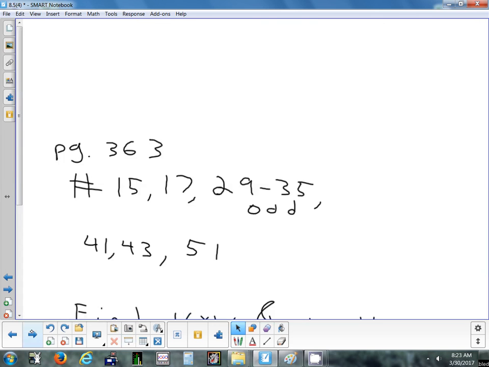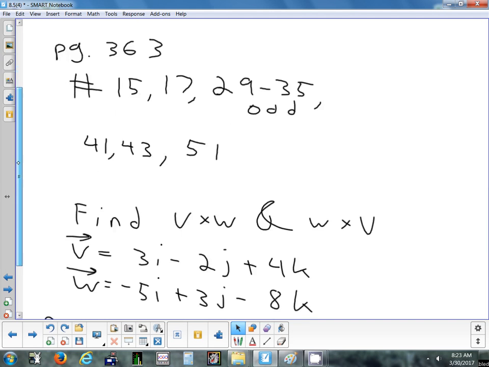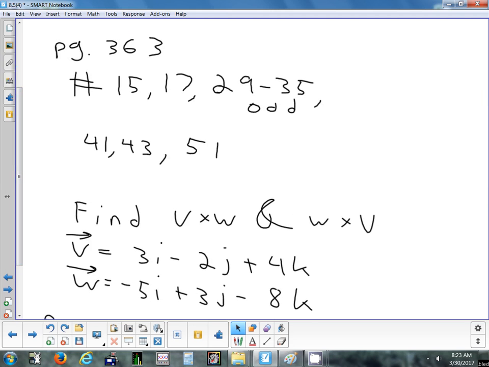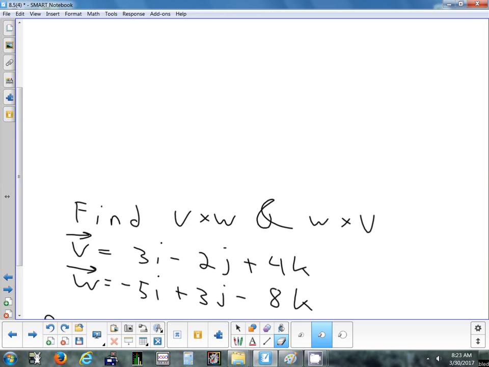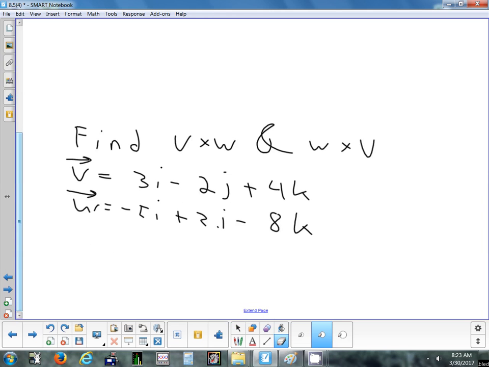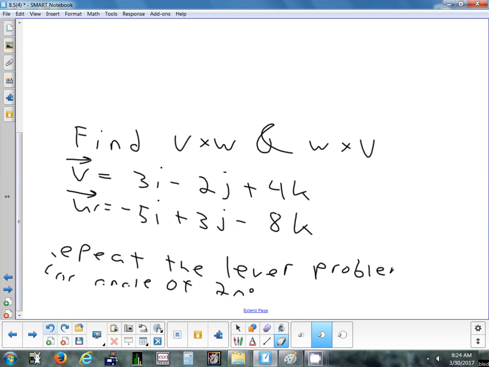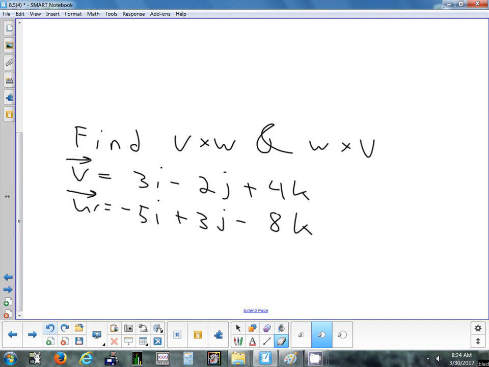All right, so I think you guys have already done the first part of that. Okay, there's one homework problem to try. We didn't do the lever problem. Just take those two vectors and find the cross product. Find V cross W and then W cross V. And really, if you find V cross W, you already have W cross V. So by the time I stop the video, you probably could have the homework done. Maybe. It's not a very long homework.